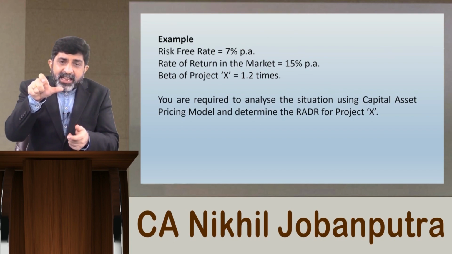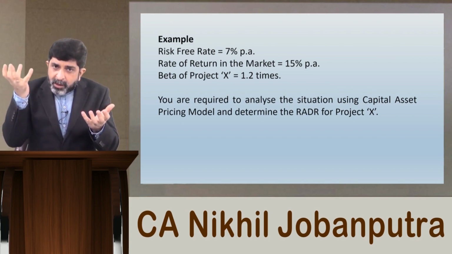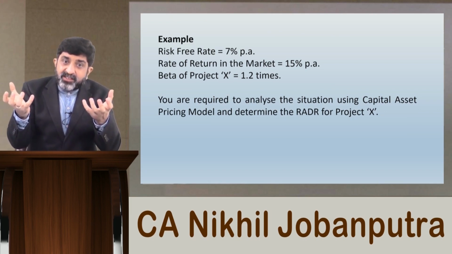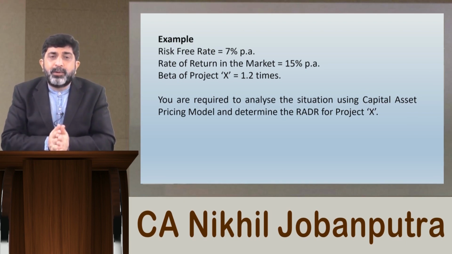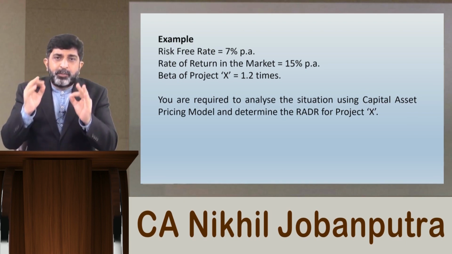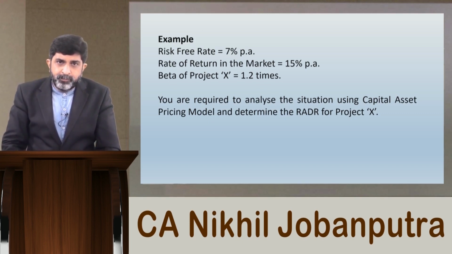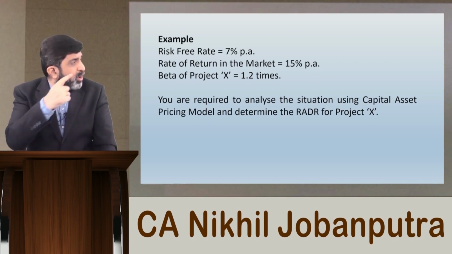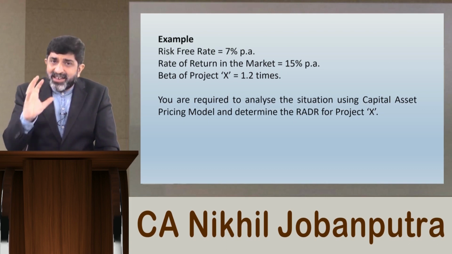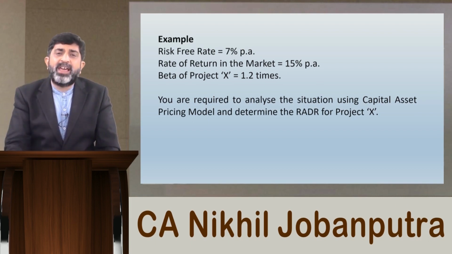9.6 should be the premium applicable for project X in this example, and because the premium is 9.6 and the risk-free rate is 7%, take the aggregate of the two: 7 plus 9.6 will give you 16.6% as the expected rate of return on project X. What I have explained, I am going to show you on screen for a clear understanding, and if you still have problems understanding, I'll provide more explanation.